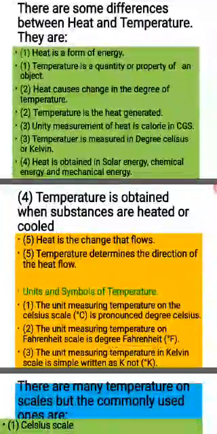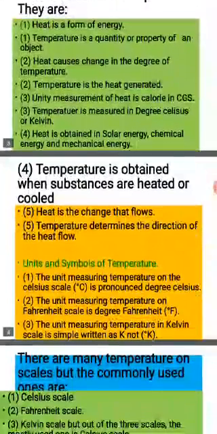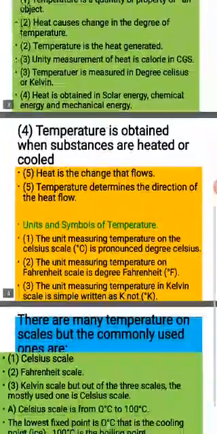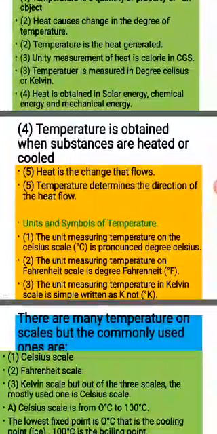There are five. 1. Heat is a form of energy, while temperature is a quantity or property of an object. 2. Heat causes change in the degree of temperature, but temperature is the heat generated. That is to say that temperature sometimes, due to the weather condition, might be cool or hot. 3. Temperature is heat generated.